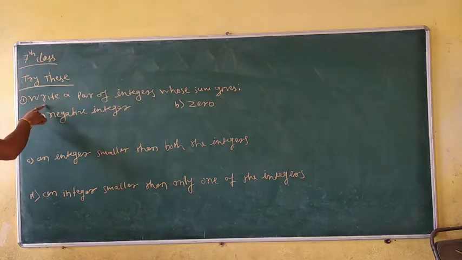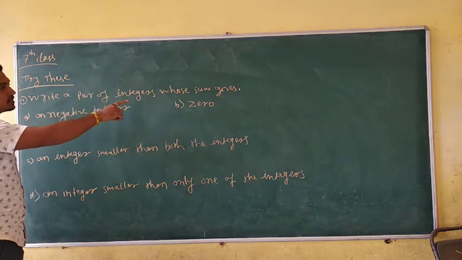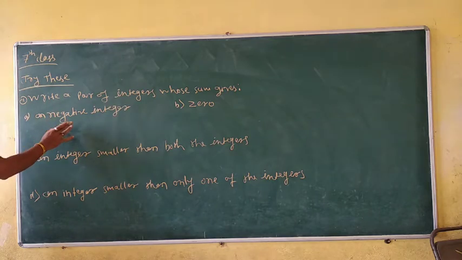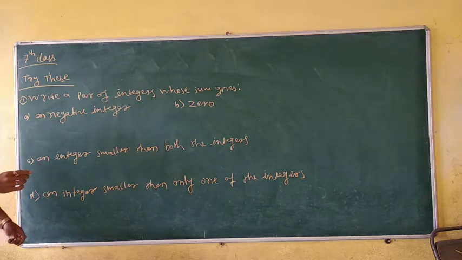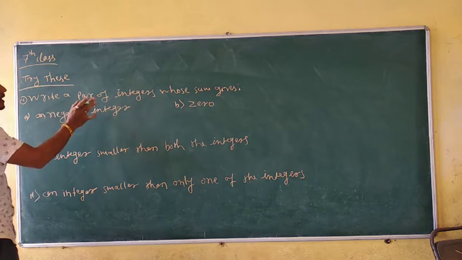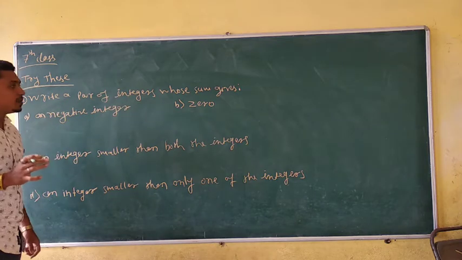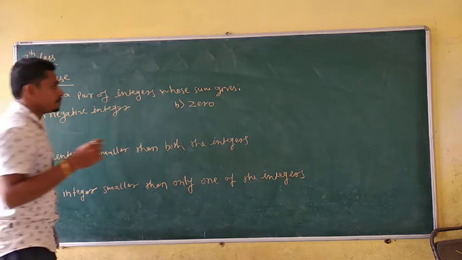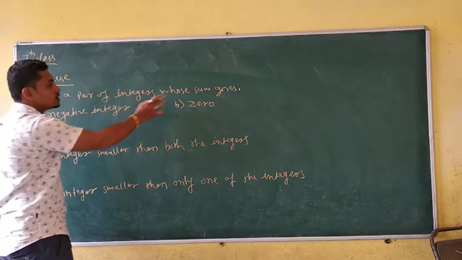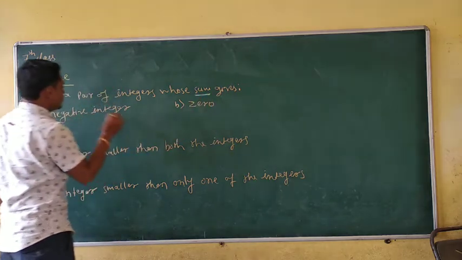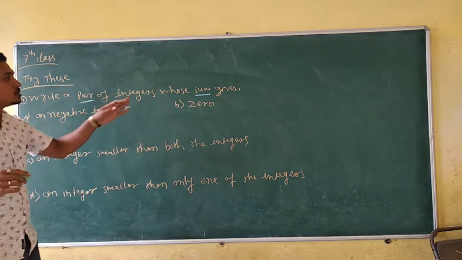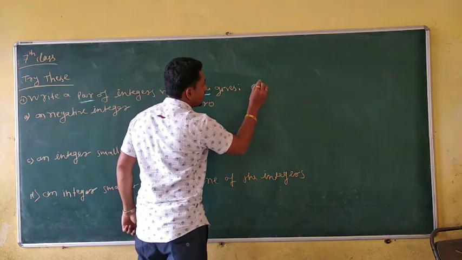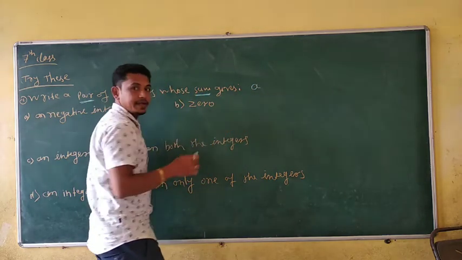See here: write a pair of integers whose sum gives a negative integer, 0, and so on. A pair of integers means any two integers. A pair of integers whose sum gives, which means a is an integer.